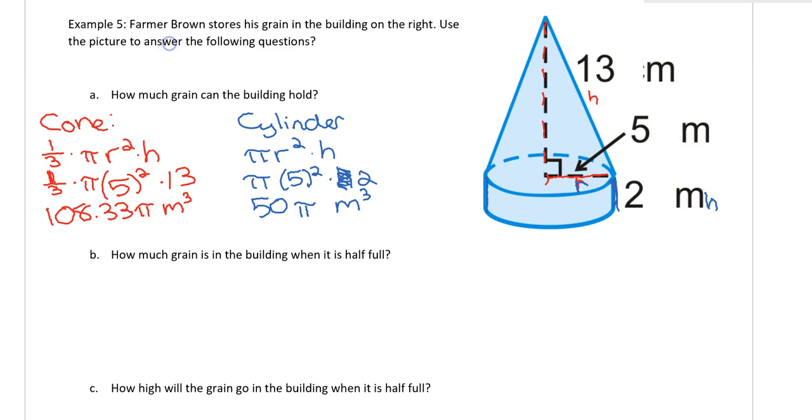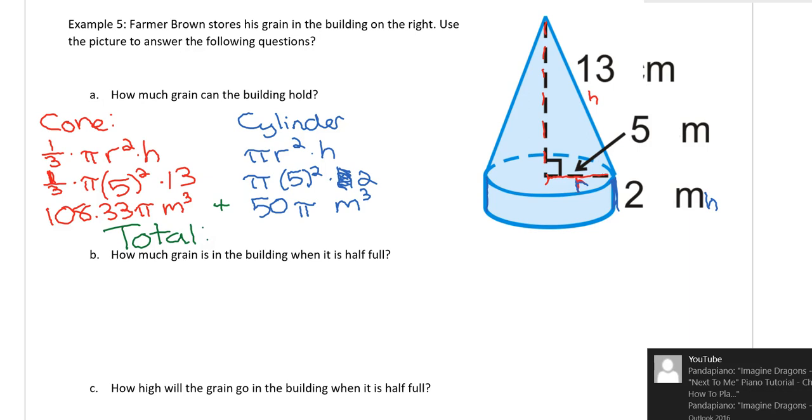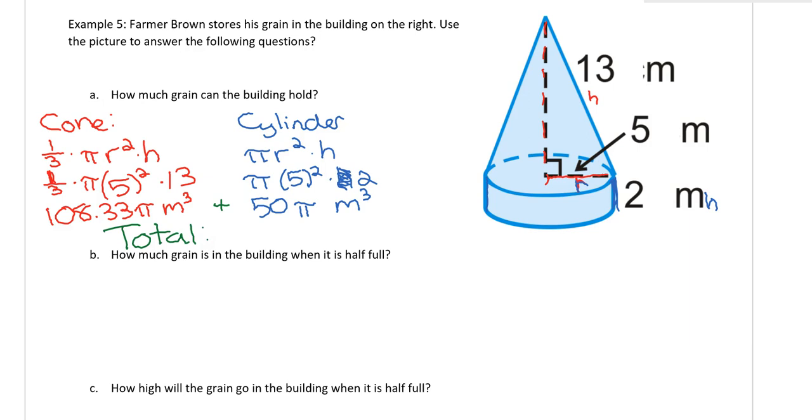So then for my total volume, all I'm doing is adding. Right, 108.33 plus 50 pi is going to be 158.33 pi meters cubed. Okay? So that is how much grain the building can hold.